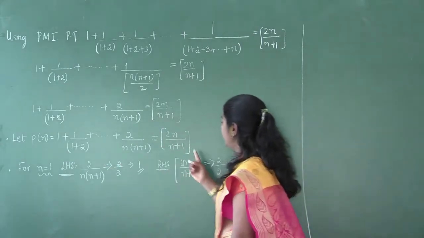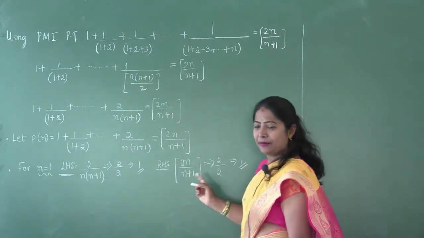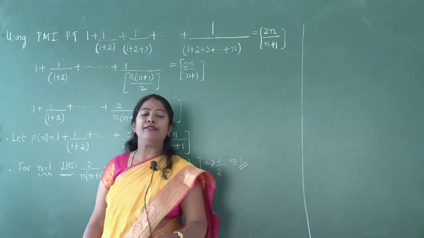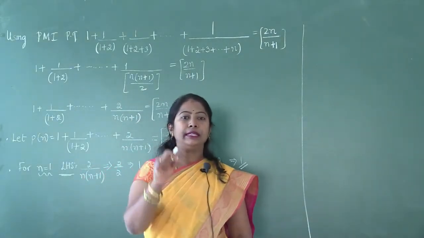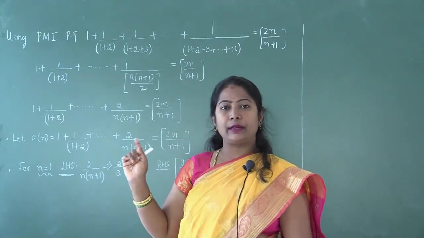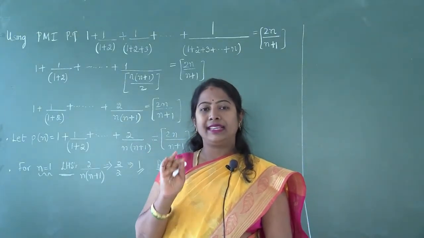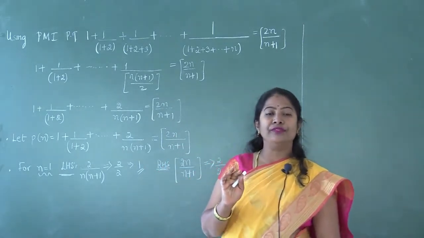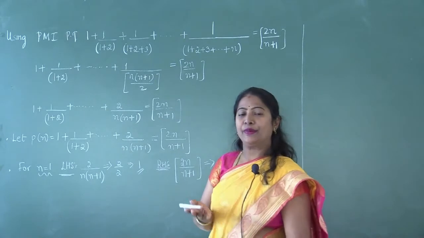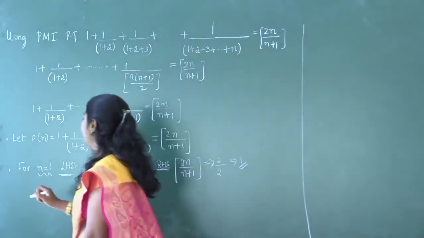When you observe LHS and RHS, the answers are the same. Therefore, LHS is equal to RHS. Therefore, the given statement is true for n equal to 1. You are supposed to write down that statement. Moving on to the next step, for n equal to k now.